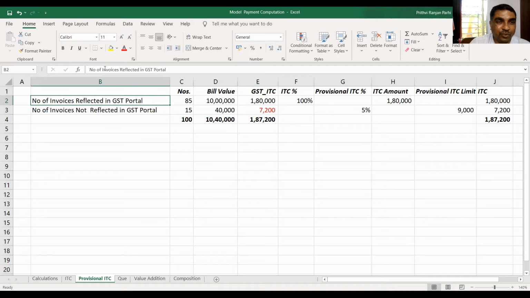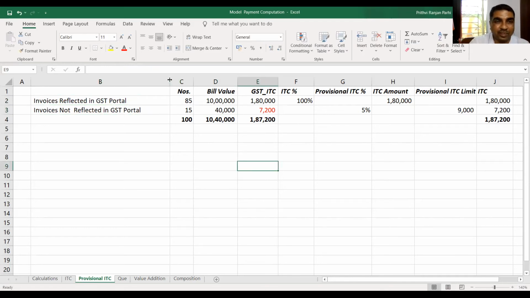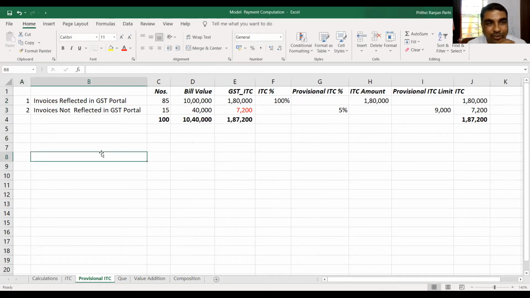Yes. Will you be able to do it in our next workshop model? Let me explain you once again. I am writing number of invoices, 85, that reflected in GST portal. That is the first row. Invoices not reflected in GST portal, this is the second row. Number of invoices, 85, total 100 invoices. This is the bill value. And GST is assumed to be 18% on that basis.